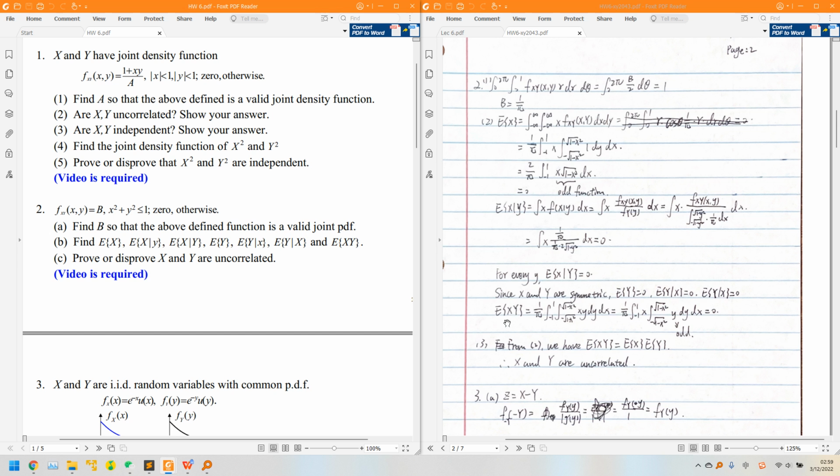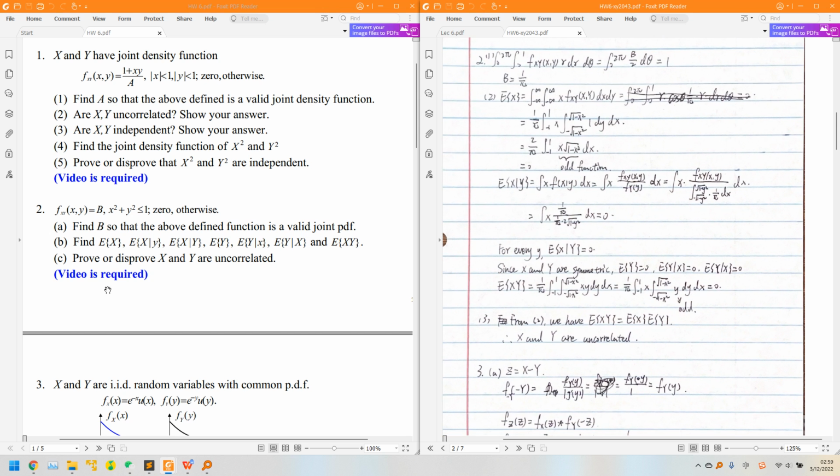For the expectation of x times y, we also do the integration using x and y, and we can see the range is bounded by a circle, and we get this result. Since y is an odd function, we get that the expectation of x times y is zero.